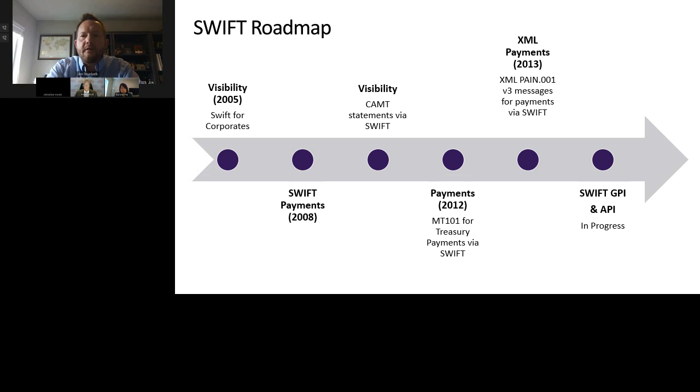And it really starts, foundationally, with us getting visibility to the cash. So today, even within our in-house bank, we are a member of SWIFT, and we have all of our bank statements being fed directly through us. This is kind of the life cycle of the dollar, those payments, where first we just focused on the visibility, then we focused on processing payments, and then moving to XML. And now we're looking at SWIFT GPI and APIs like many of you.